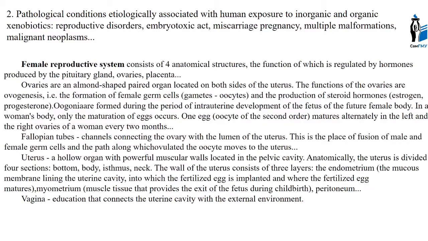Fallopian tubes are channels connecting the ovary with the lumen of the uterus. This is the place of fusion of male and female germ cells, and the path along which the ovulated oocyte moves to the uterus. The uterus is a hollow organ with powerful muscular walls located in the pelvic cavity. Anatomically, the uterus is divided into four sections: bottom, body, isthmus, neck.